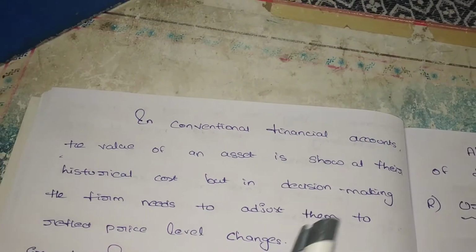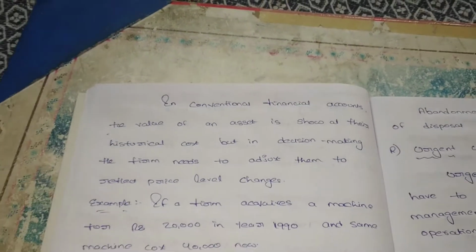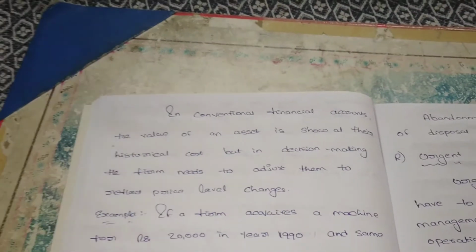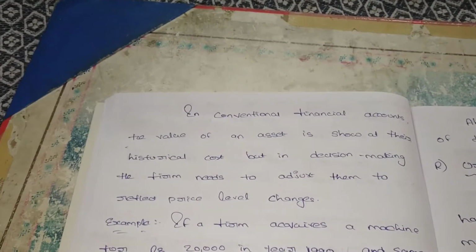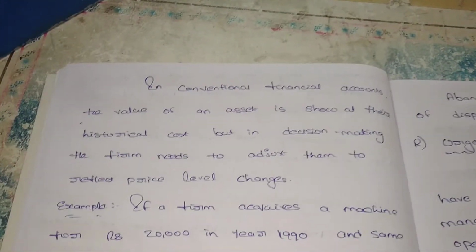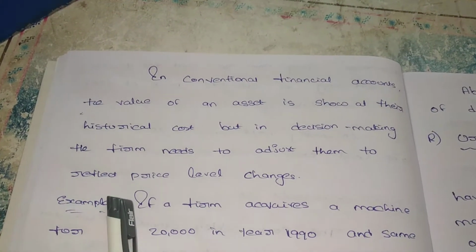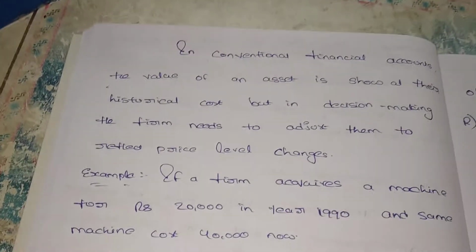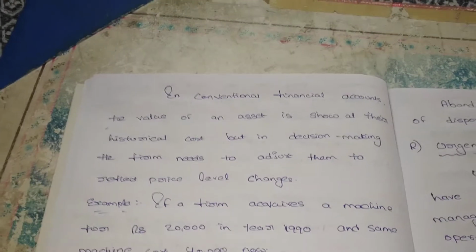In conventional financial accounts, the value of an asset is shown at its historical cost. While we are preparing financial statements, we prepare the trading account, profit and loss account, and balance sheet. But in the balance sheet we show only the historical cost value. When you purchase an asset, how much you paid at the time of purchase, that amount only you record in the books of accounts. But in decision making, the firm needs to adjust them to reflect price level changes. When we want to show in the financial statements, we require only the historical cost. But when a company wants to take decisions, for decision making we need replacement cost.